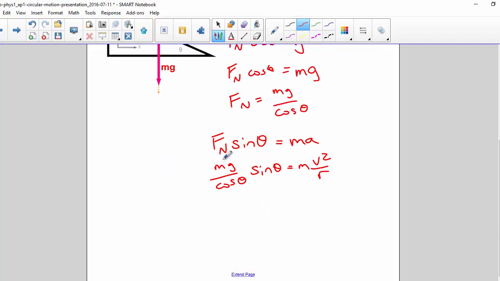Now we can divide both sides by m, cancel them out, and now sine divided by cosine is simply tangent. So we have g tan theta equals v squared over r. So now to find v, we're going to multiply by r and take the square root. So v is equal to the square root of g r tan theta.